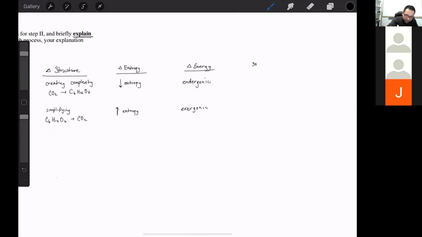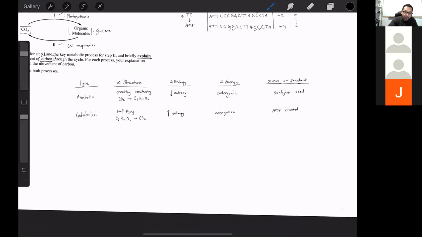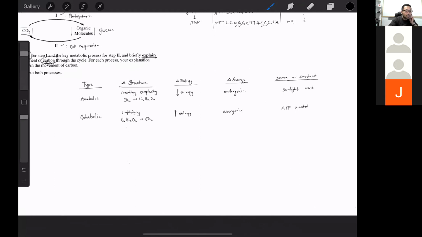Now, where's that source of energy? Well, or let's say the product that the energy can be stored into. Well, that's going to be sunlight for this endergonic reaction, and it's going to be really just ATP, right? It's going to be ATP that's being created. So sunlight is used and ATP is created as a result of the endergonic reaction, okay? So that's the table that you kind of want to draw words out of, all right? So that's where the energy is going to come into play.